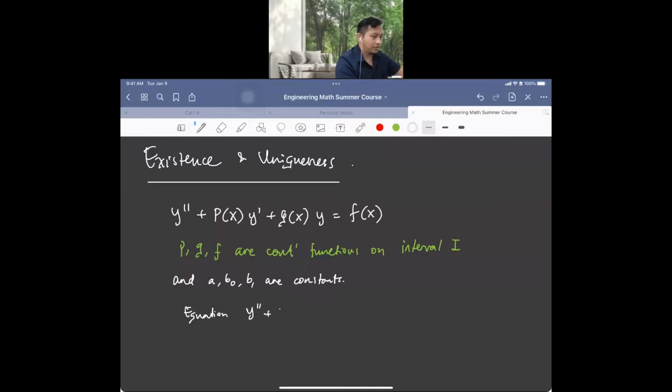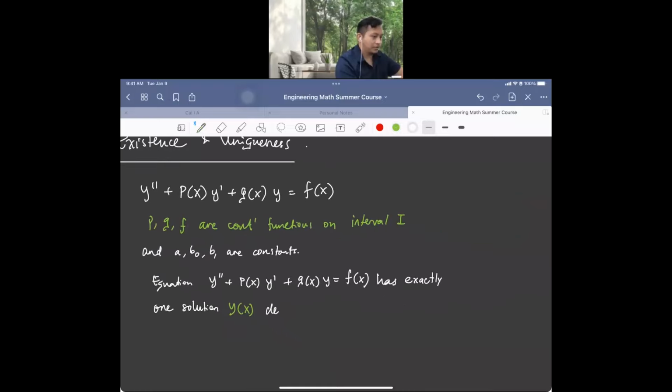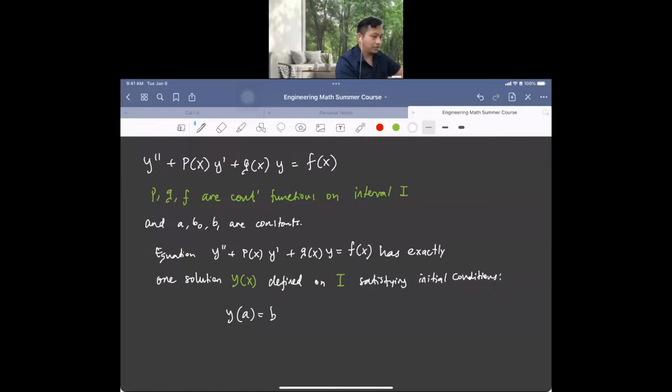So the equation y double prime plus p of x y prime plus q of x y equals a function of x has exactly one solution y of x, okay, defined on interval I, satisfying initial conditions, that is y of a equals b0 and y prime of a equals b1.